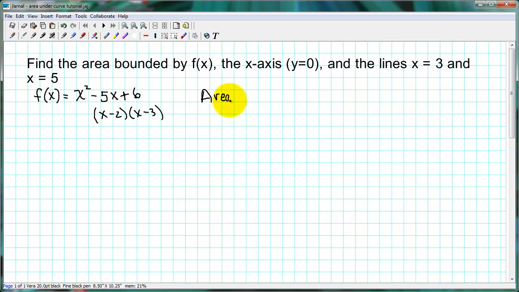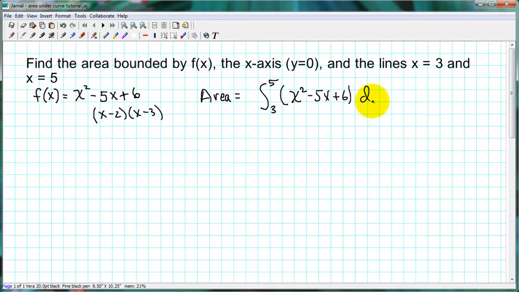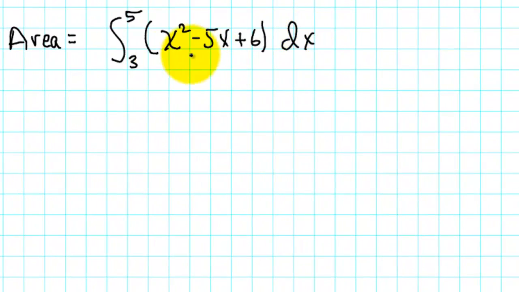So let's set up our problem. And since we don't know if this is above or below the x-axis, we might get a positive or a negative answer. So just in case, we'll take the absolute value of this because area is always positive. Now, using the fundamental theorem of calculus, we are going to find the antiderivative and evaluate it at 5 and at 3 and subtract those two quantities.